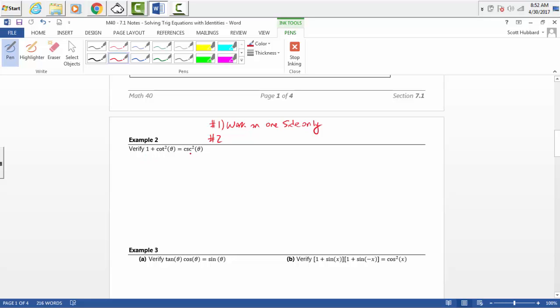Like I can't subtract 1 here. I have to treat this as a big wall, and I put a little question mark. I'm not sure that these are equal. Because I'm not sure that these are equal, I can't subtract 1 on both sides, because that's assuming that they're equal. So number one, work on one side only. Number two, what usually works is to express terms with sine and cosine.